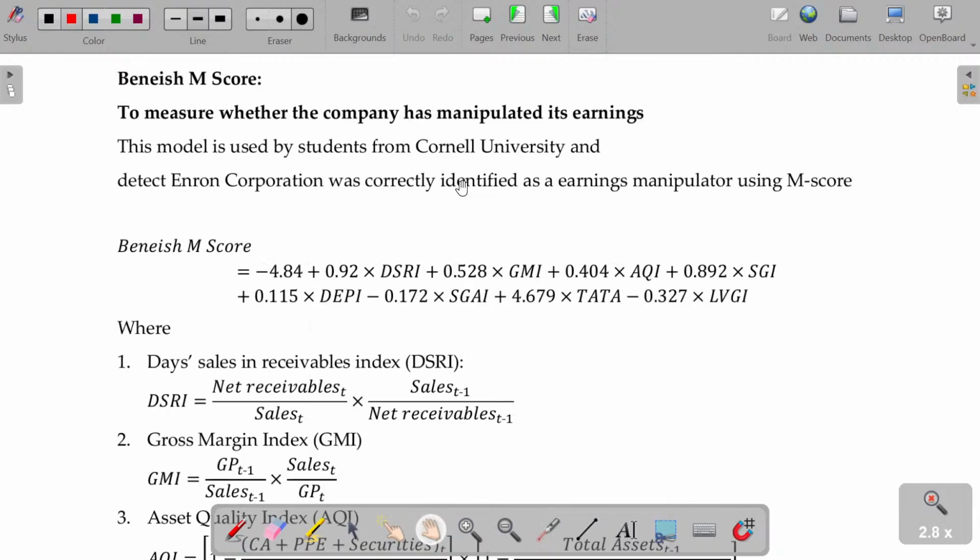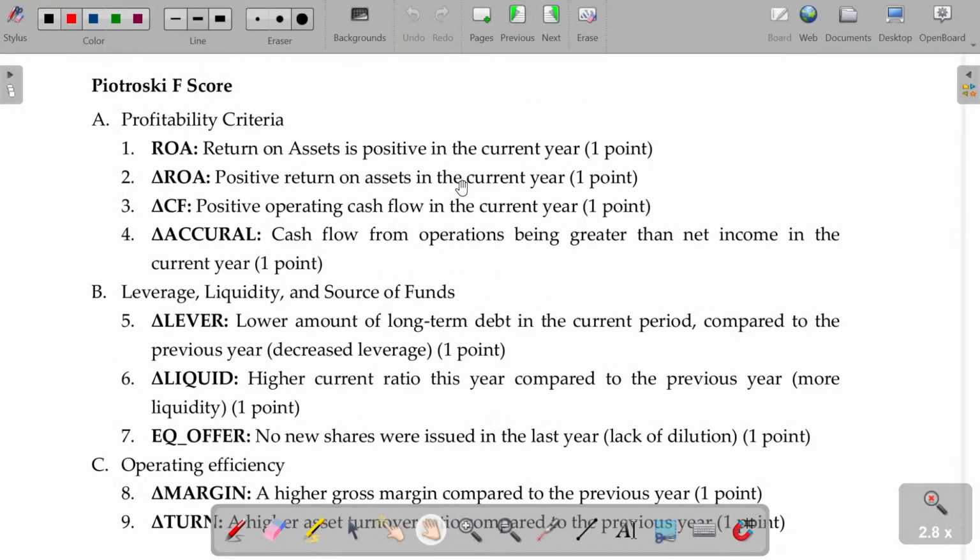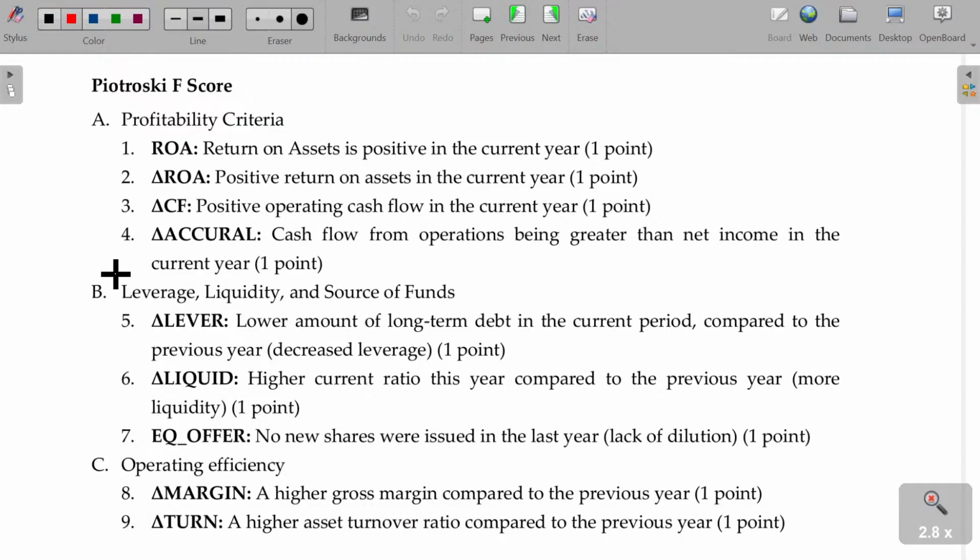And before I go for the Beneish model, let me finish up the Piotroski model first of all. Under the Piotroski model, 9 elements are there. What are they? Profitability criteria, leverage, liquidity and source of funds criteria, operating efficiency criteria. 3 predominant criteria.